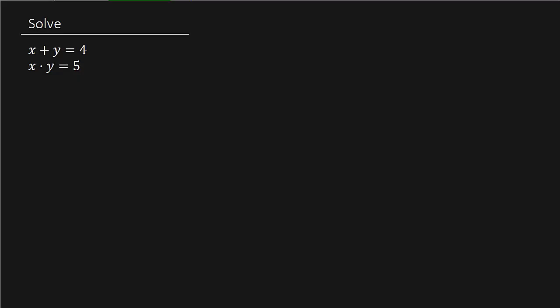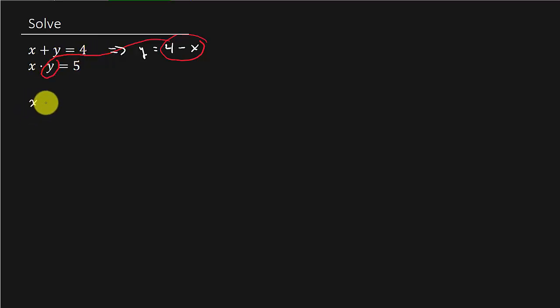So the first thing I'm going to do is take this first equation here and solve it for y. So that's going to give me y equals 4 minus x. I just subtract x from both sides. And so then we see we got y equals 4 minus x. So we're going to take the 4 minus x and plug it in here for y.